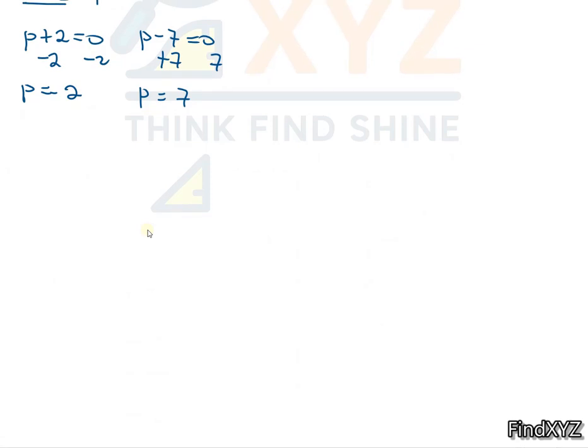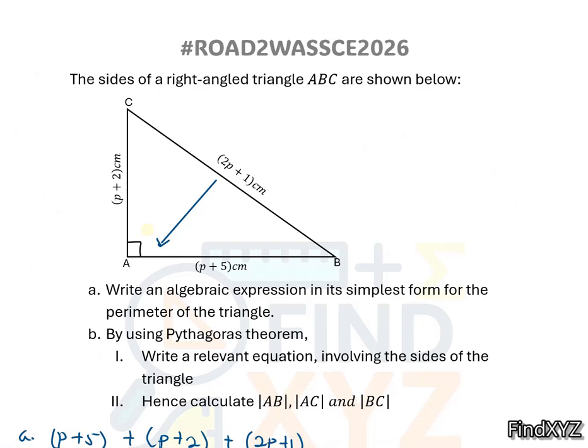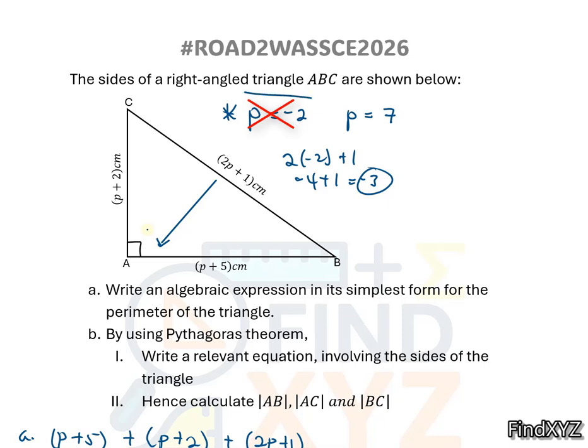So we have to substitute these values to determine which of them is suitable for this type of problem. We have p to be negative 2 and p to be 7. So let's find out which of them will work. If we substitute negative 2 on the hypotenuse, that will be 2 multiplying negative 2 plus 1. So 2 times negative 2 will give us -4 plus 1. That will give us -3. Because we are dealing with the side of a triangle, it cannot be negative. So it means that we cannot select this one, right? We can try other values, but this has shown that this cannot be. Hence, the value of p is 7. So we are going to use p is equal to 7.